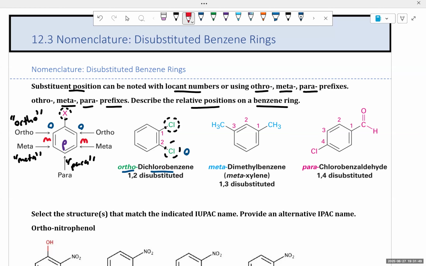By the same token, if the groups have a 1,3 relationship, this is a meta relationship, so we can call this meta-dimethylbenzene. So ortho is 1,2 disubstituted, meta is 1,3, and para is 1,4. This compound would be named as para-chlorobenzaldehyde because the aldehyde and chlorine group have a para relationship to one another.